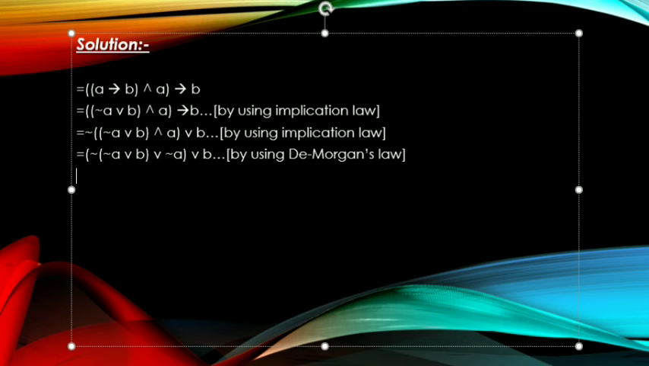Now again we should use De Morgan's law because outside one negation is there. So now we get here negation of negation A, we get A, or becomes and, B becomes negation of B, bracket close, or negation of A, bracket close, or B, here same by using De Morgan's law.